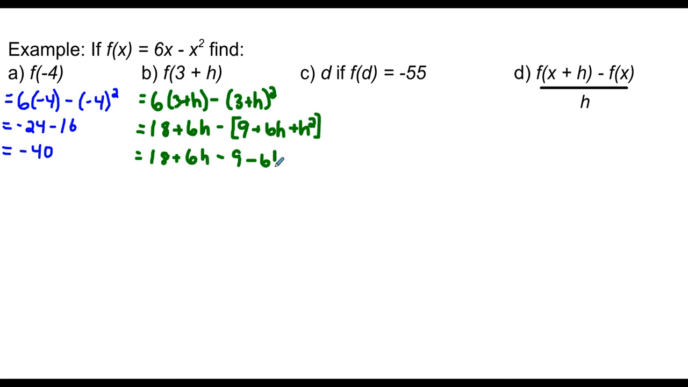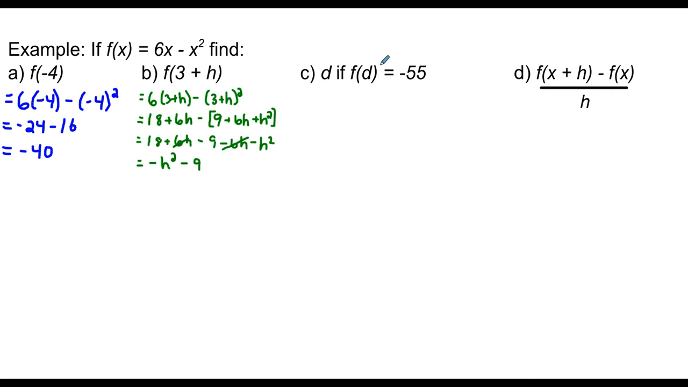Minus 6h minus h squared, and combine like terms. So I'm going to have negative h squared, 6h and negative 6h are going to cancel each other, and 18 minus 9 is going to be minus 9.